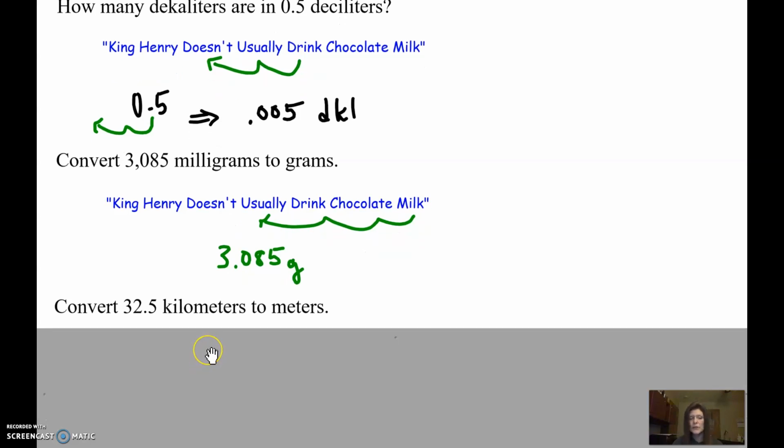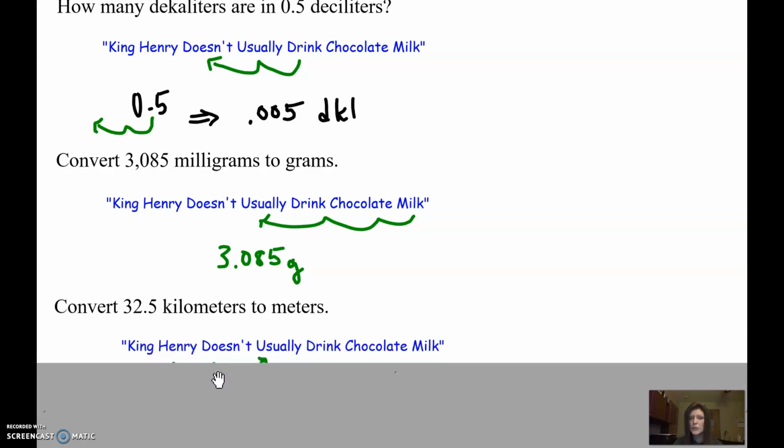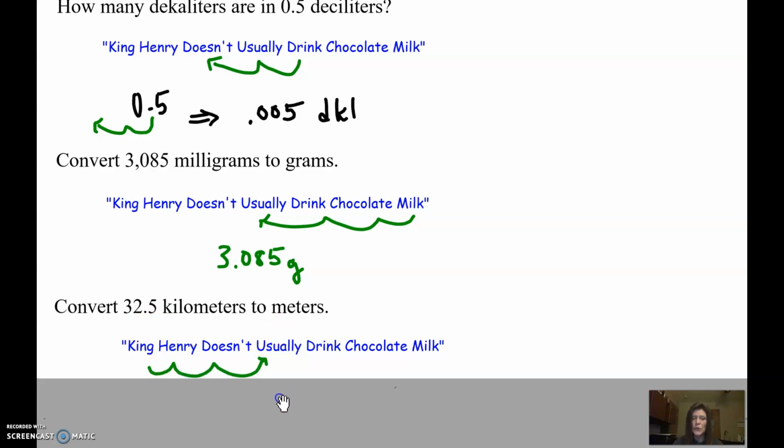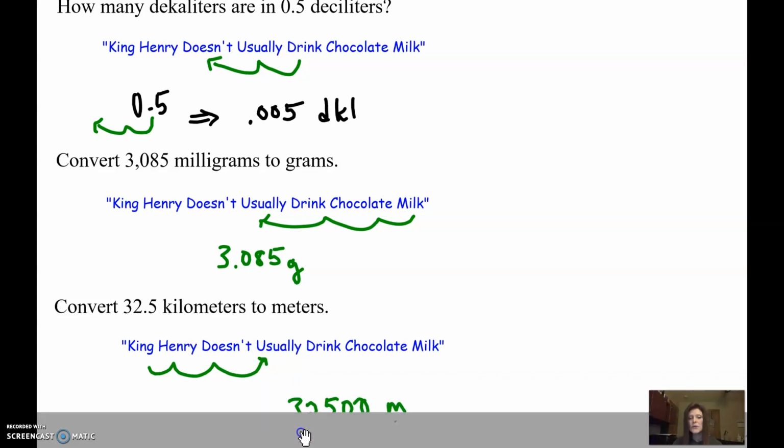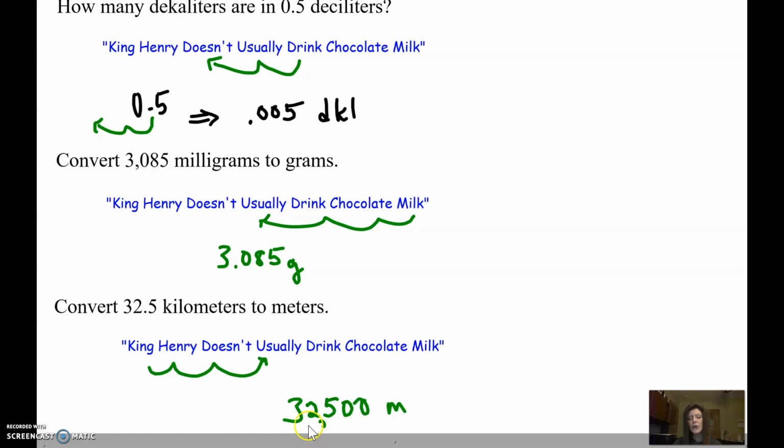So, converting 32.5 kilometers to meters. King Henry doesn't usually drink chocolate milk. I'm going from king, kilometers, to units, meters. So we're going a different direction this time, and we're counting 1, 2, 3 hops over, but we're going to move the decimal point the other direction. So this time my answer is actually going to be 32,500 meters, because if I start here with my decimal point, move 1, 2, 3, I'd have to add 2 zeros. So that's how I got that answer.